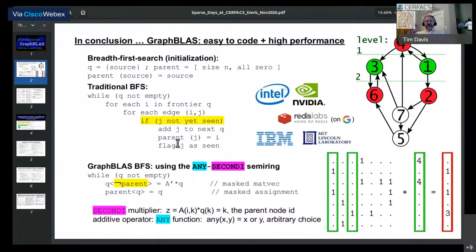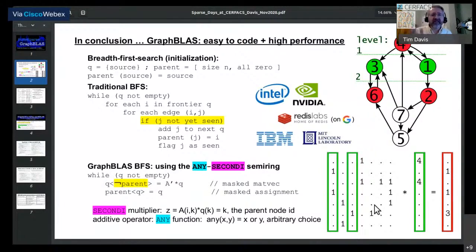So the key observation is this BFS has the same workflow as a matrix-vector multiply. So take the vector q in green with entries 1 and 3 present and multiply it by A transpose. Now this gives the set union of outgoing edges from the frontier in green, with entries 2, 4, and 6 in red. Now node 4 needs to be excluded, and it's excluded in the if test in the traditional BFS. This translates into a matrix mask where only entries without a parent are allowed into the final result.